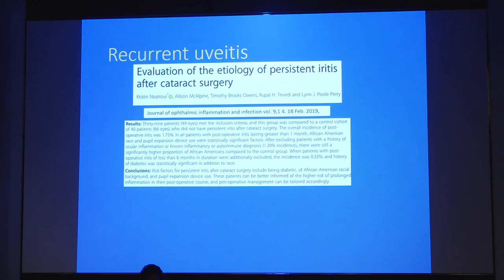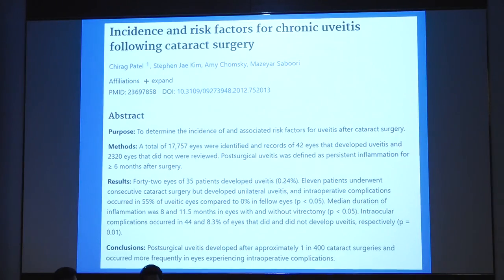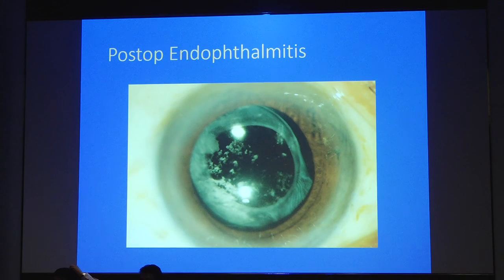Recurrent uveitis. If the lens is in the sulcus, or the patient has pseudoexfoliation or any pigment dispersion syndrome, this can be the most common condition where the patient comes with recurrent redness. Even if the vision is good, he is not happy. We have seen many patients having this recurrent redness if they had a complicated surgery.